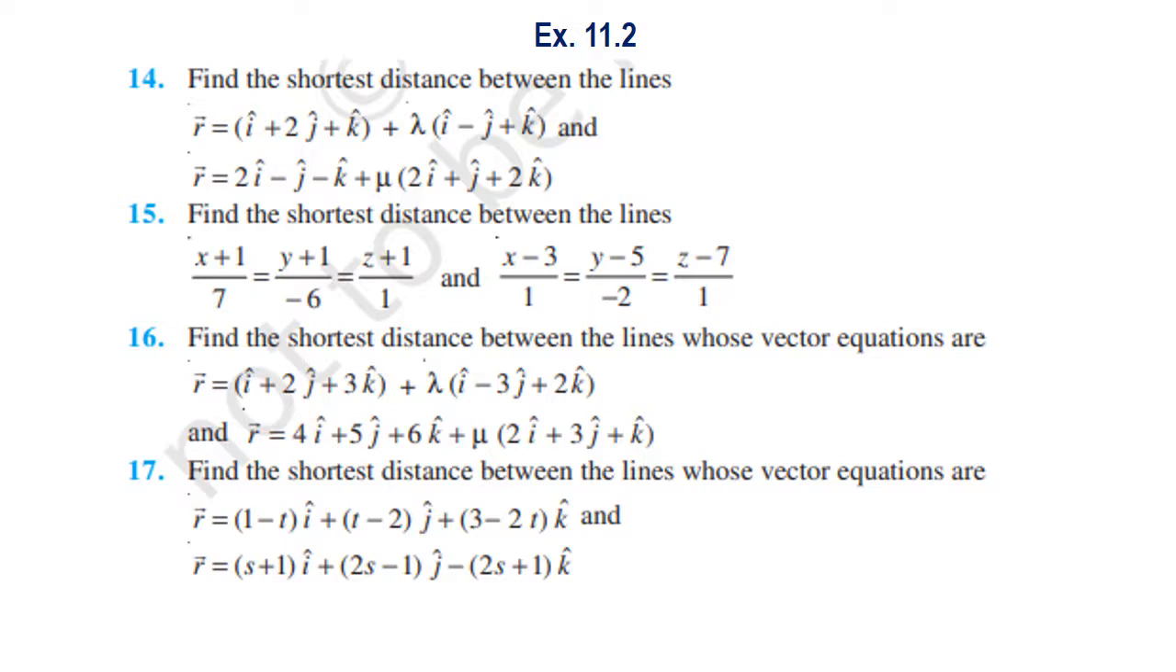Now before solving these questions, let us discuss the formula which is required to find the shortest distance between the lines. As you have already noticed, sometimes the equation of the line is given in the vector form, but sometimes it will be given in the Cartesian form. So first let us discuss the formula when the equation of the two lines is given in the vector form.